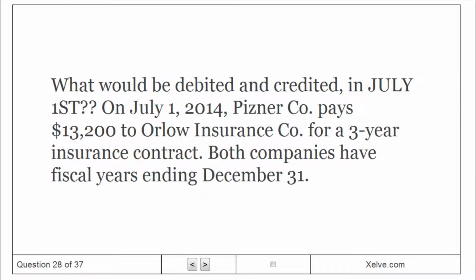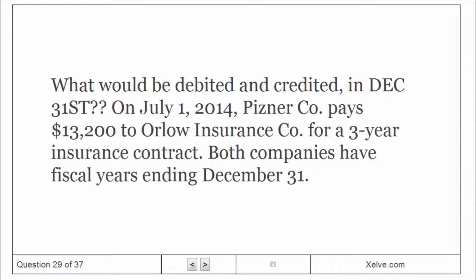What would be debited and credited? On July 1st, 2014, Pisner Co. pays $13,200 to Orlo Insurance Co. for a 3-year insurance contract. Both companies have fiscal years ending December 31st. Prepaid insurance, cash.